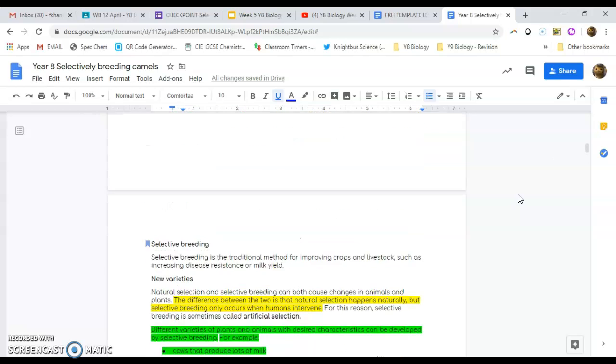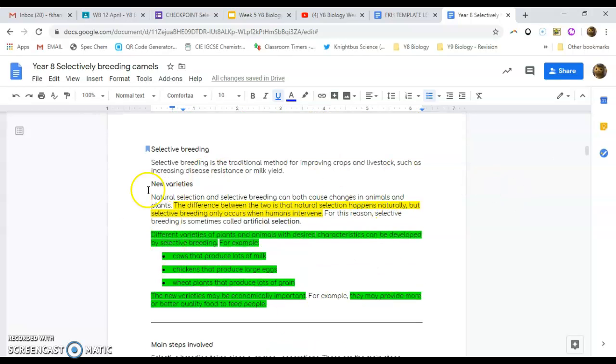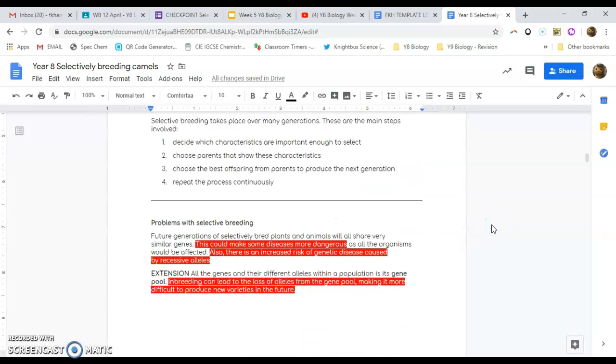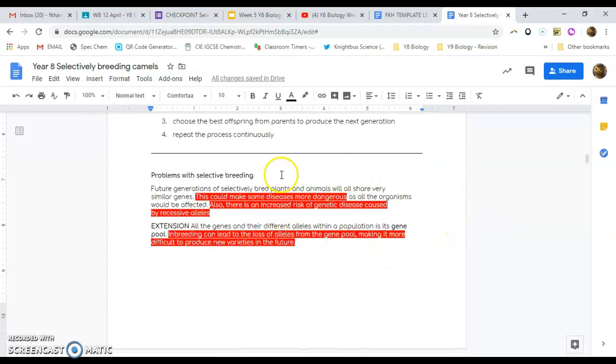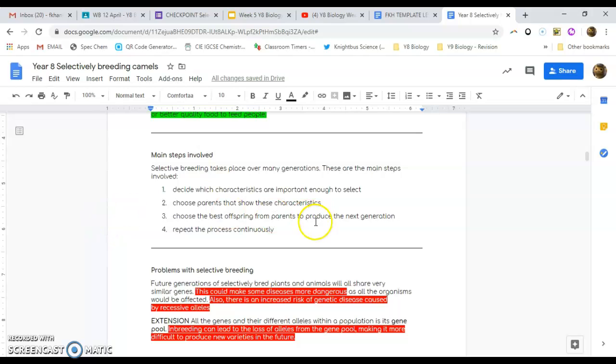Glossary, selective breeding, main differences between natural selection and artificial selection. You can switch terms frequently between selective breeding and artificial selection. They both mean the same thing. Then it talks about problems. This is where your extension information is. So that's for you extension people. Here are the main steps that are involved in selective breeding. That will be important later.